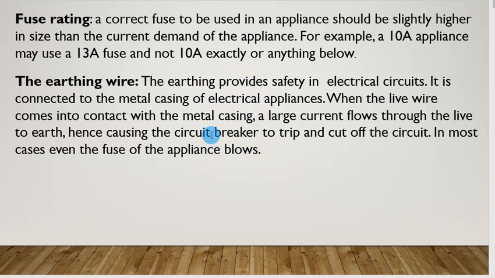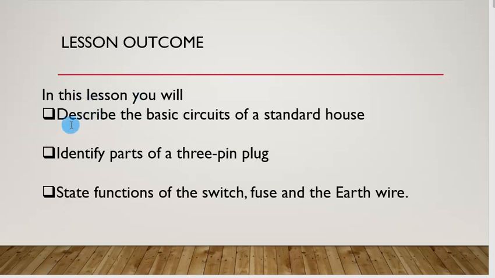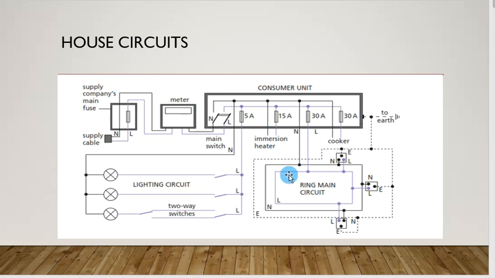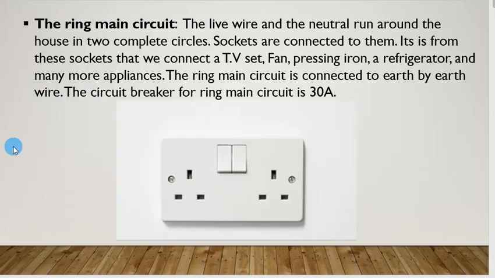So this is one of the safety measures we use in electric wiring, ensuring that the earthing is properly connected or properly installed. Okay, so what have we looked at in our lesson today? We started with our outcomes. We said we should describe the basic circuit of a standard house, which we have done. We looked at the ring main circuit, the cooker circuit, and the lighting circuit. Then for the ring main circuit, we said the point where we tap off electric power or energy is the socket.